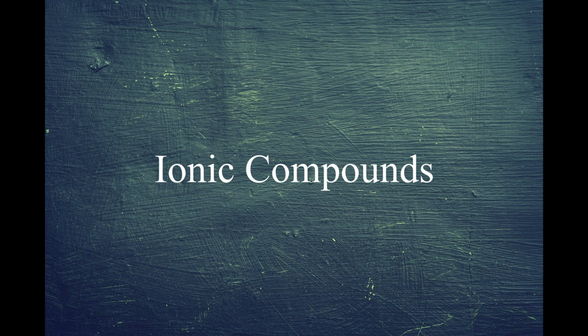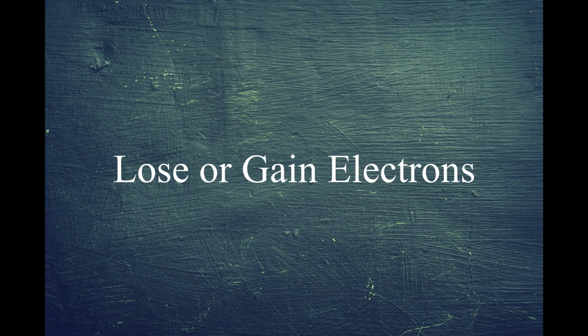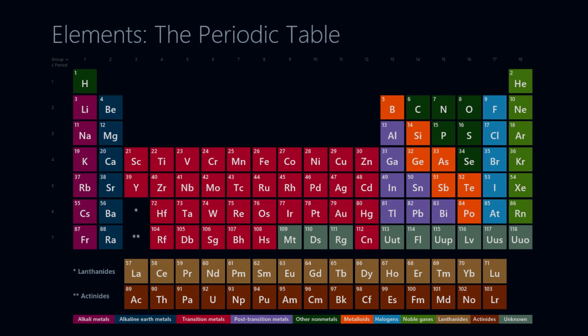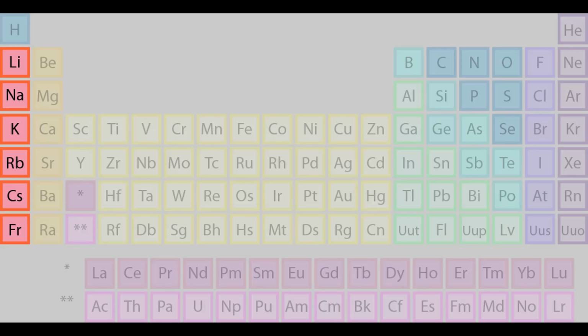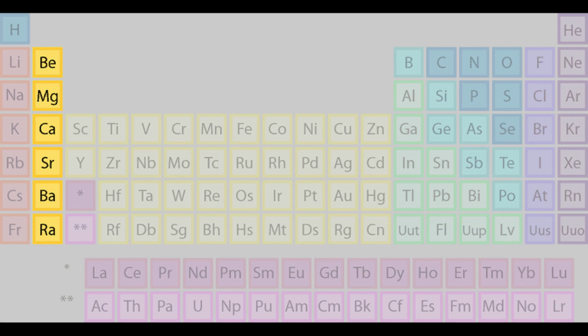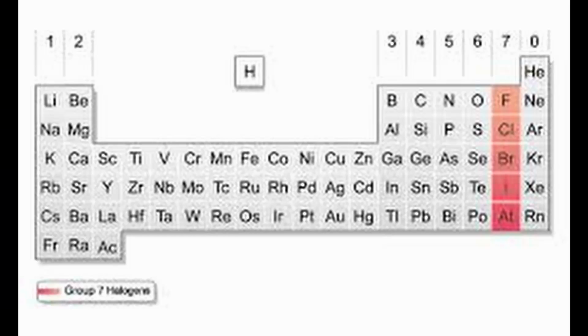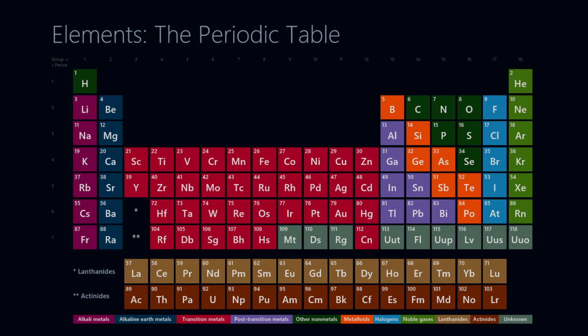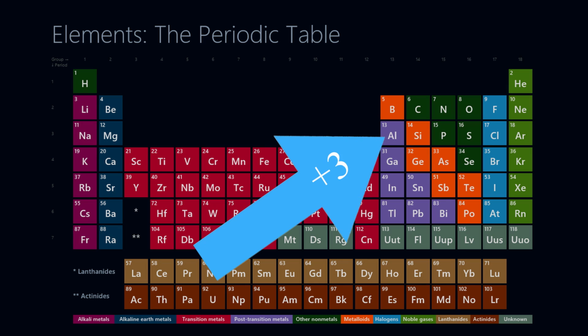Alright, now let's talk about ionic compounds. Ions happen when an atom loses or gains an electron and therefore gains or loses a charge. In the previous video, you may recall that I talked about certain groups on the periodic table forming certain charges. Let's quickly review those charges and add a few more. If you remember, the alkali metals form +1, the alkaline earth metals form +2, the halogens form -1, and the chalcogens form -2. Nitrogen also forms -3 and aluminum forms +3.